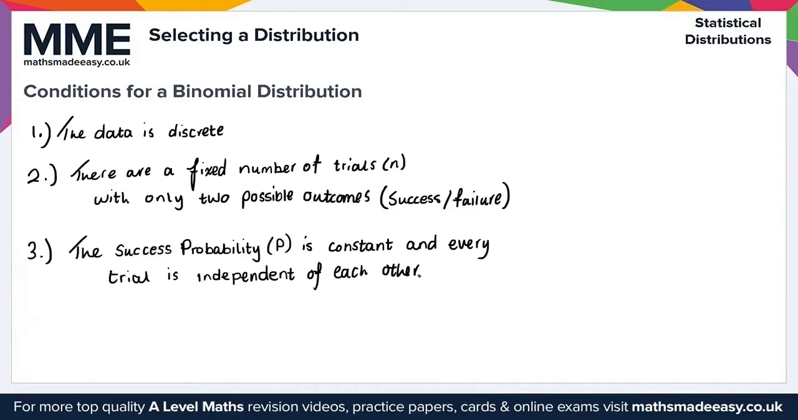Okay, so to summarize again, the data must be discrete. There's a fixed number of trials, which we denote as n, with only two possible outcomes, which are success and failure. And finally, the success probability P is constant, and every trial is independent of each other. And that gives us the conditions for a binomial distribution.